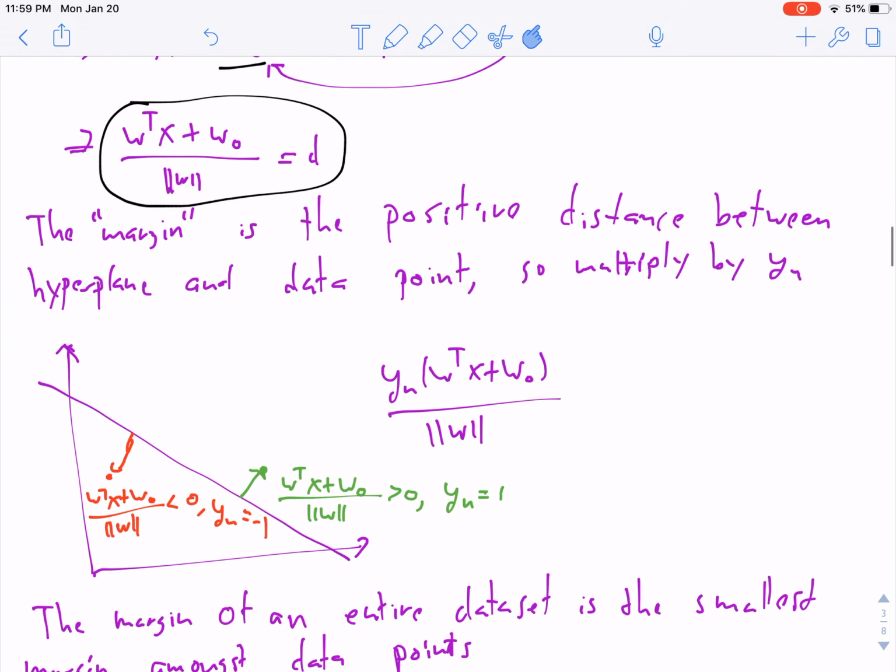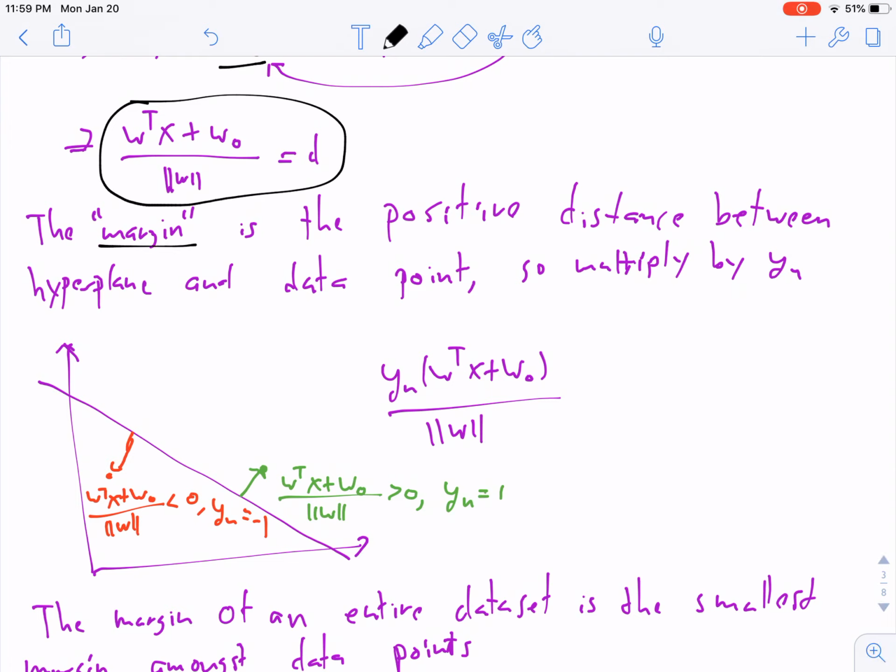Great. And so let's introduce the concept of a margin, which is just the positive distance between the hyperplane and the data point. So this is the thing that we want to measure for each data point. So for some data points, in particular the ones that we classify in the first class, this quantity is going to be positive.